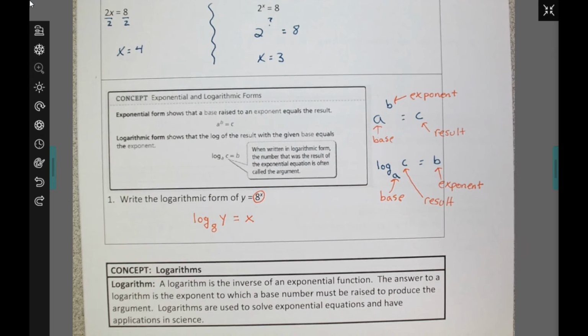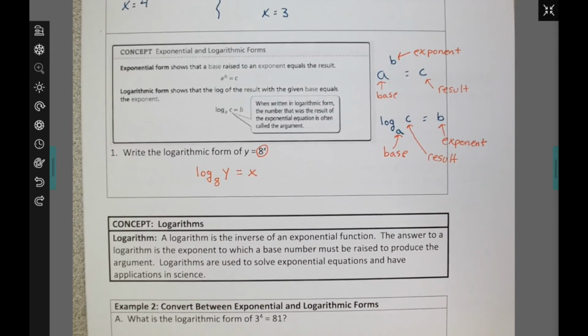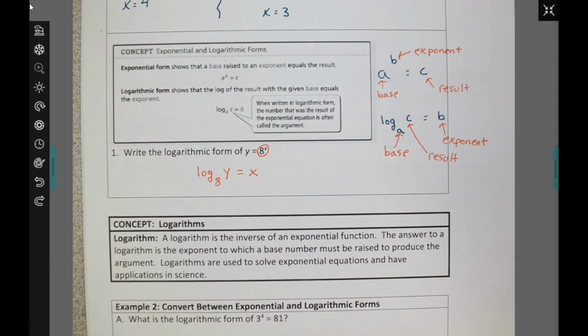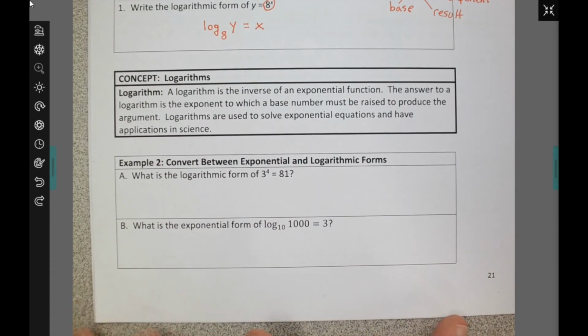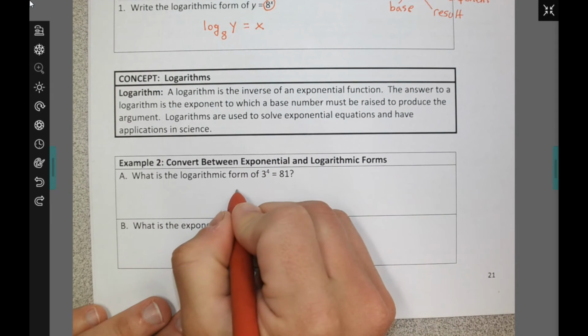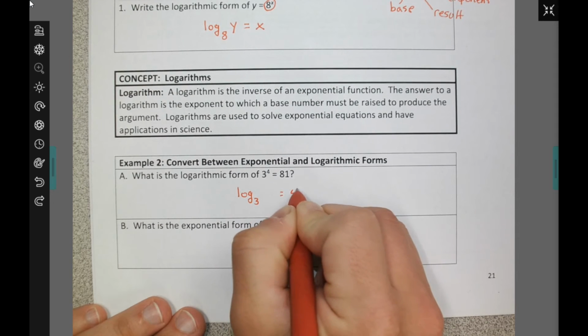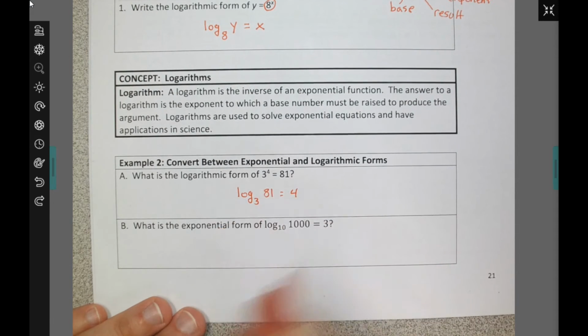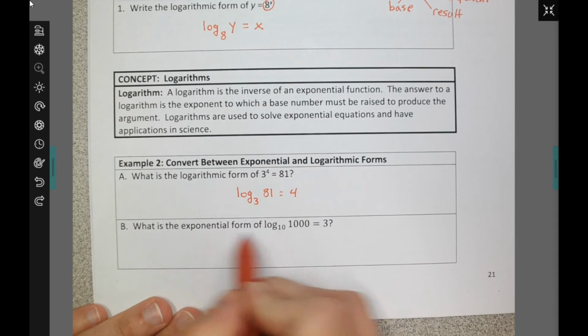Look at example 2. They give us a bunch of different scenarios here. For the first one, they want to know what is the logarithmic form of that setup. So 3 to the 4 equals 81. You go the same route. You got log base 3 equals my exponent of 4, 81 left over. Done. Going the other way, they want the exponential form.